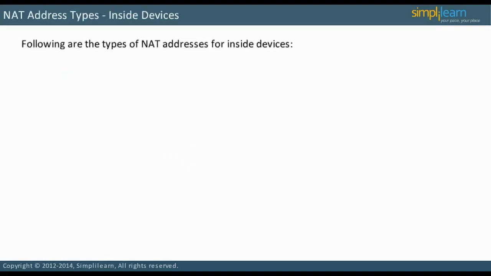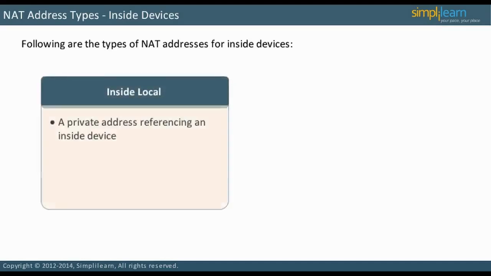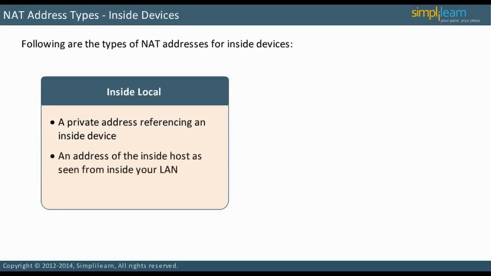There are 4 different types of addresses in NAT: inside local, inside global, outside local, and outside global. The terms local or global refer to the current location of the packet. The terms inside or outside refer to the location of the device. An inside local address is a private address referencing an inside device. It is the address of the inside host as seen from inside your LAN. This is most likely a request for comments RFC 1918 address.